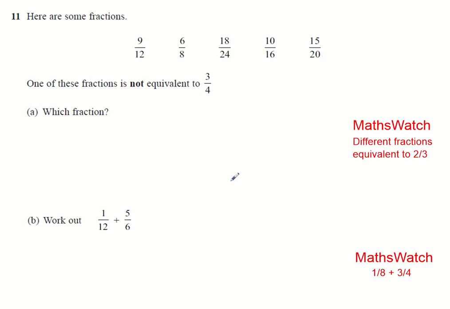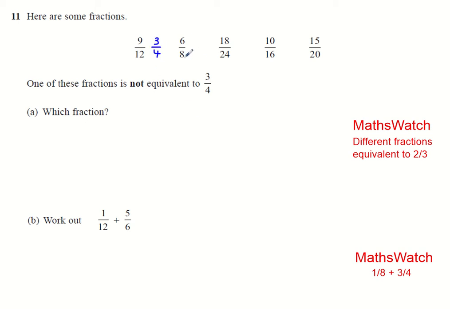Here are some fractions. One of these fractions is not equivalent to 3/4. Which fraction? In order to determine which one of these fractions is not equivalent to 3/4, we're going to simplify these fractions to find out which one does not become 3/4 once we are done. So to begin with, 9 over 12, well 9 and 12 can both be divided by 3. 9 divided by 3 is 3 and 12 divided by 3 is 4. So that fraction is equivalent to 3/4.